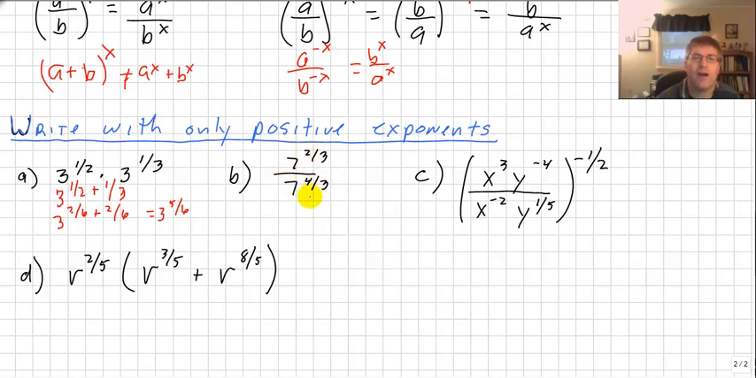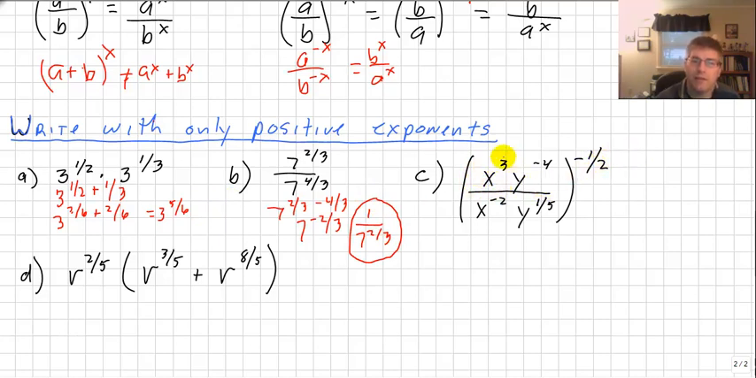7 to the 2/3 divided by 7 to the 4/3. So that's 7 to the 2/3 minus 4/3, which is 7 to the negative 2/3. Well, those aren't positive exponents, so that becomes 1 over 7 to the 2/3. So that's our final answer for B.